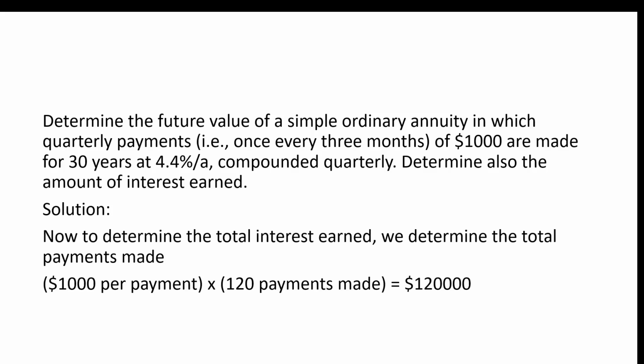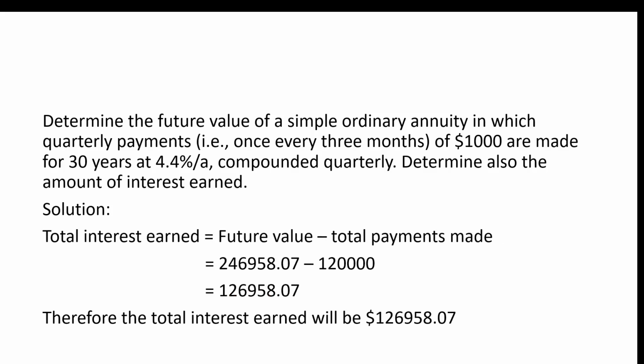Now, to determine the total interest earned, what we're going to do is say, well, there was $1,000 per payment, and she made 120 payments. So what she actually put into the annuity was $120,000, but the future value is 246 and change thousand. So we're simply going to subtract.